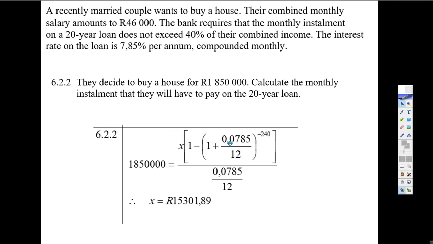There's your interest, 7.85%, 0.0785 as a decimal, divided by 12. There's your interest again. And all you do is take that 1,850,000 and divide by this on your calculator, and there's the monthly installment, 15,301.89. So there's the monthly installment. Pretty easy. Remember, for loans, it's P equals.